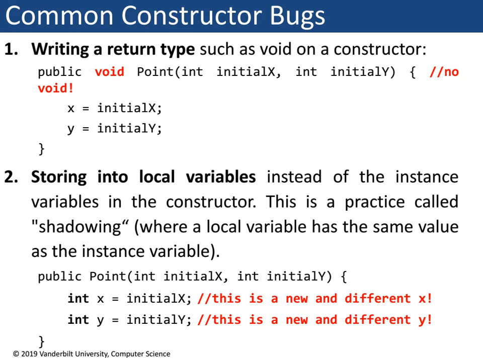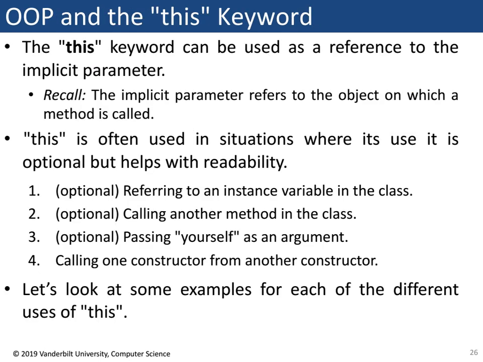So you need to be aware, don't put int or some data type before the instance variable when you use it in any of your instance methods. At this point, we're going to introduce the keyword this. So this, as a keyword, is a way to refer to the implicit parameter. Recall, the implicit parameter is the object that you use to call some instance method.